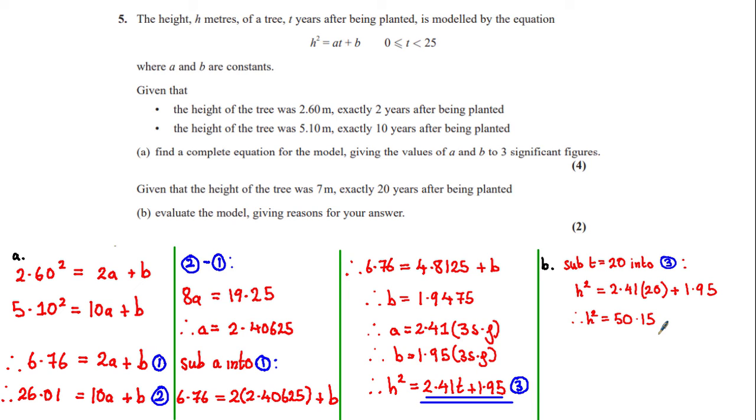And if we take the square root of both sides, we get that h is equal to, well, in general it would be positive or negative, 7.08 and so on, but we are working in height, which we know is a positive quantity, and therefore h is equal to 7.08 and so on meters. Now, since 7.08 and so on meters is approximately equal to 7 meters, which was the real height after 20 years, well, we can conclude that our model, equation 3, is a good model.